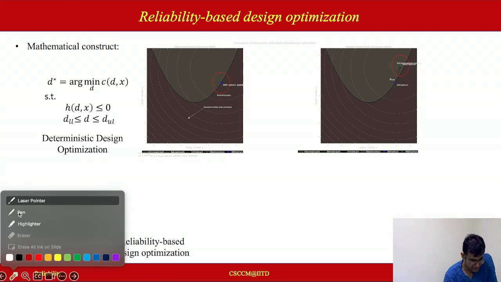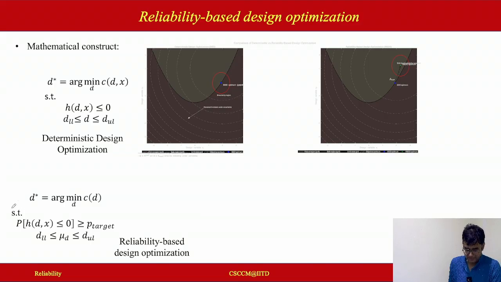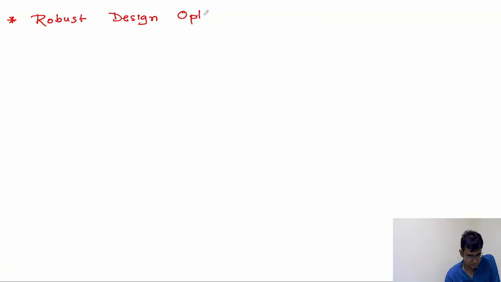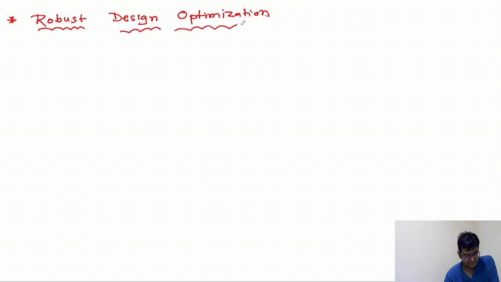We started discussing it yesterday, but we did not complete it. So the other form of design under uncertainty that we started discussing is robust design optimization, right? The other form of design under uncertainty is the robust design optimization.